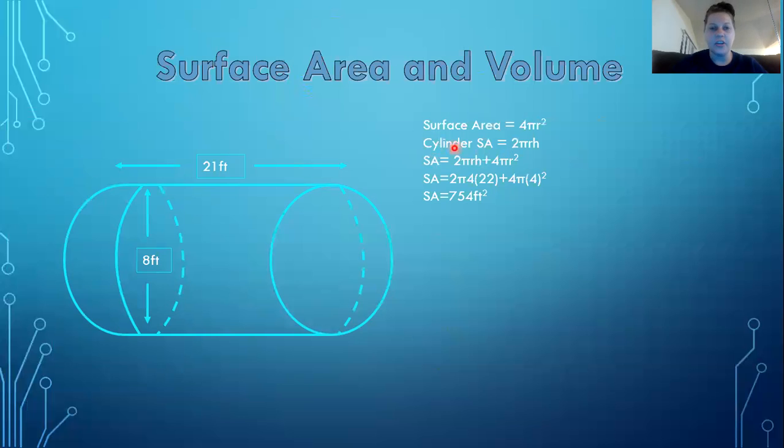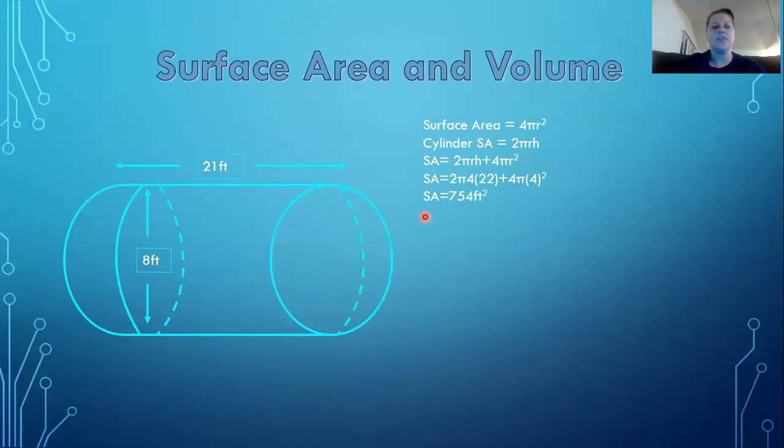And the cylinder surface area is 2 pi r h. So we are going to add those together to get the surface area of our figure. And 22 is the length of this figure, and 4 is just the radius, which is half of this circle right here.